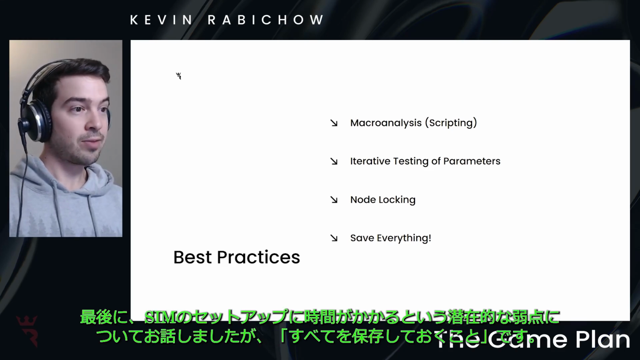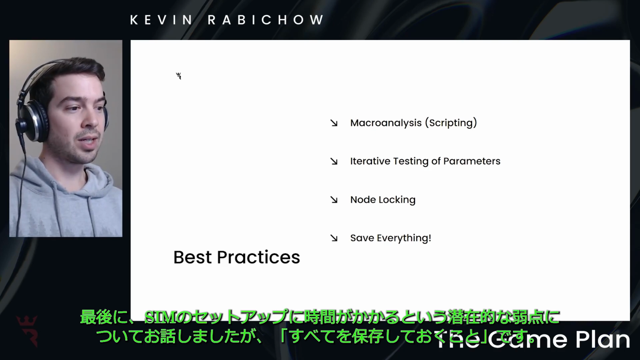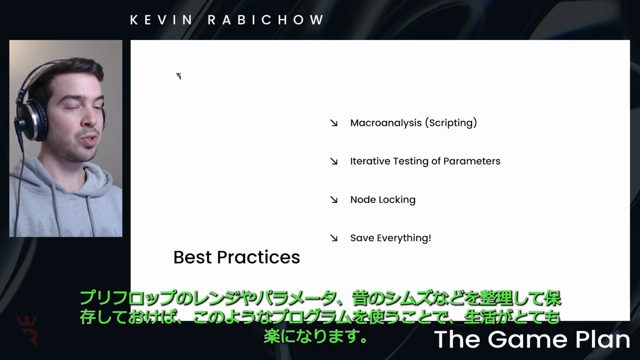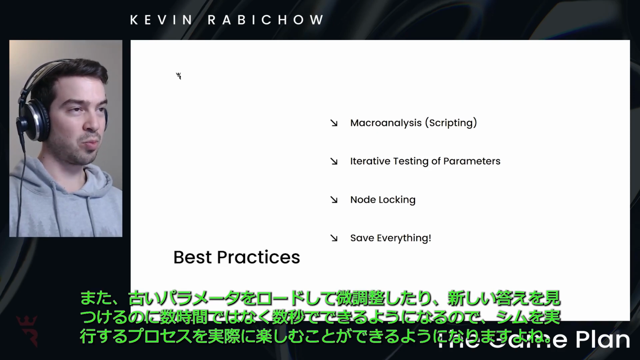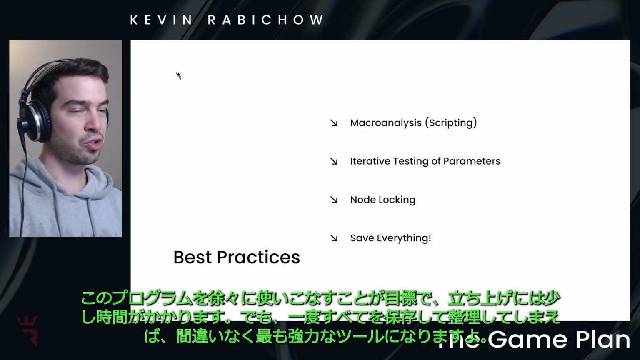The last thing here is to save everything. I talked about the potential weakness of how much time it takes to set up a sim from scratch. If you save your preflop ranges, if you save your parameters, if you save all your old sims in an organized way, your life is going to be so much easier using programs like this. And you're actually going to enjoy the process of running sims, because you'll be able to load old parameters and tweak and find new answers in seconds rather than hours, right? So that's the goal, is to gradually get more and more out of this program, and it does take a little bit of startup time. But once you've saved everything and organized it, it's for sure the most powerful tool you can have.